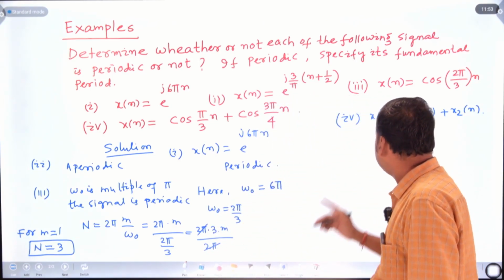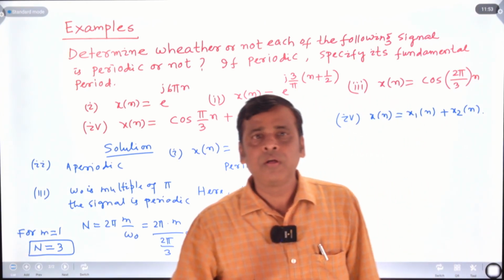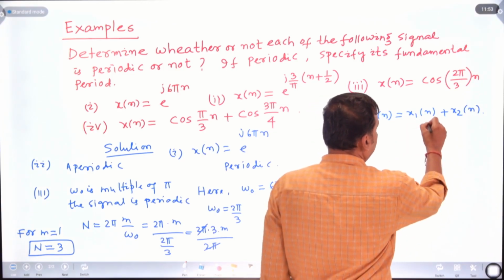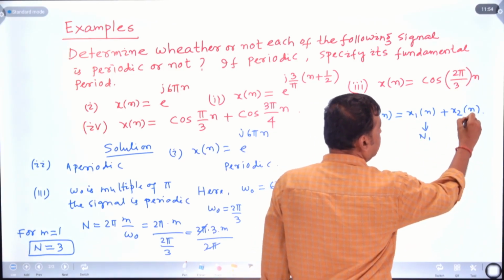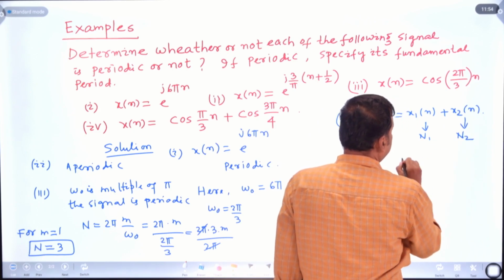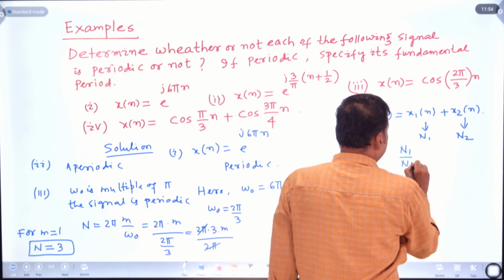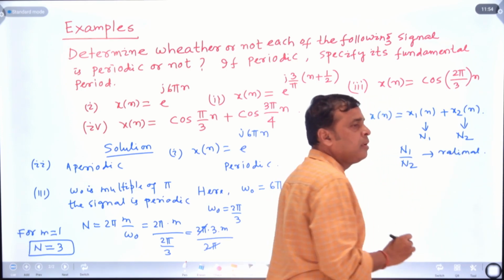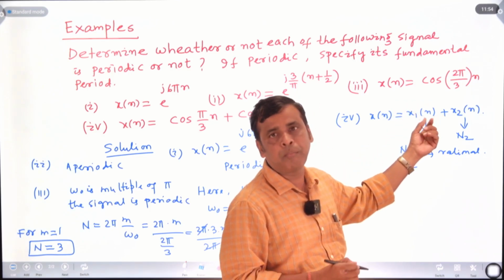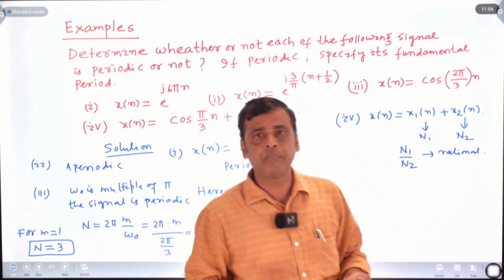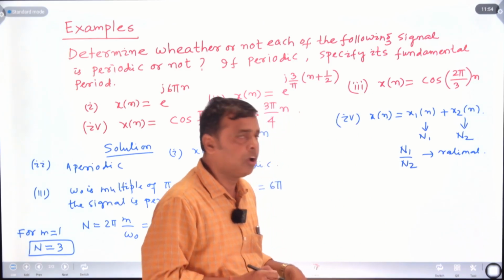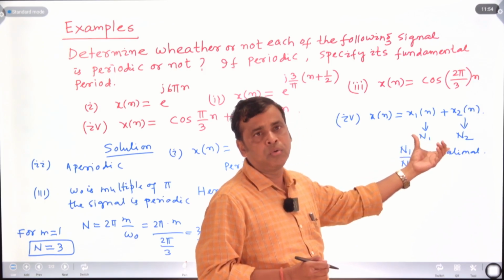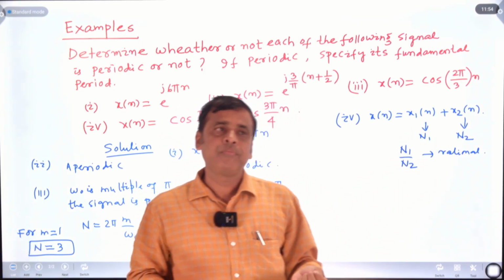To check whether the signal is periodic or not, first of all we have to evaluate the common period of x1 of n, let it be n1, and the common period of x2 of n, that is n2. Then calculate n1 by n2. If n1 by n2 is a rational number, then we can say that the sum of sinusoids, or multitone discrete time signal, is periodic. And then you can calculate the common period. How to find the common period? After getting n1 and n2, the LCM of n1 and n2 is your common period.